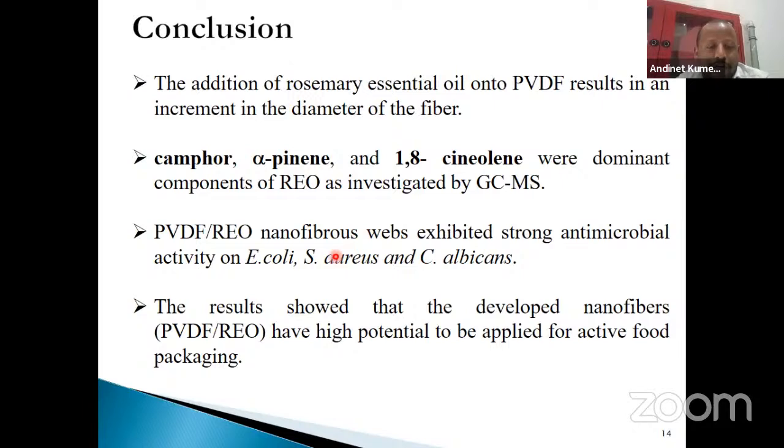And finally, from this study, based on our characterization, we determined that this PVDF rosemary essential oil has huge potential to be applied for antimicrobial active food packaging.